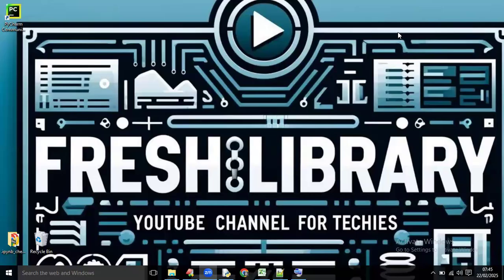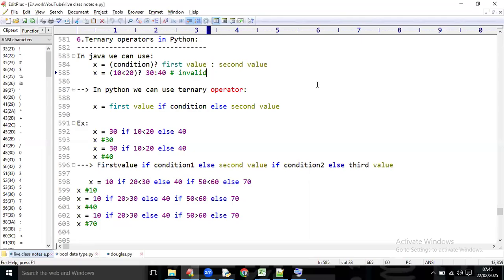In the last class, we discussed the ternary operator. Guys, I'm sharing the screen. So here, we discussed ternary operators: how to give the inputs in ternary operators, what different kinds of ternary operators we have, and how to perform if else conditions. Till now, in the last class, we have discussed these.